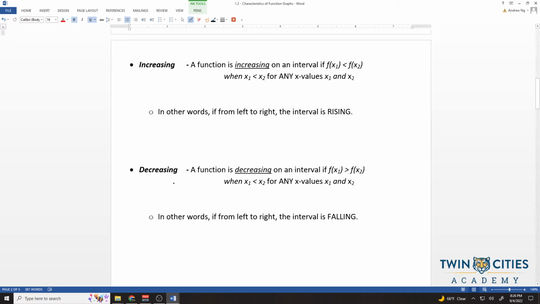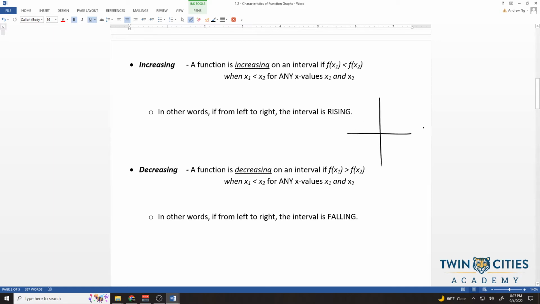Decreasing: a function is decreasing on an interval if f(x1) is greater than f(x2) when x1 is less than x2 for any x values x1 and x2. Again, this terminology is fairly complicated, but in other words, this is just saying from left to right, if I'm going down, then I'm decreasing. So let's draw a little picture here.